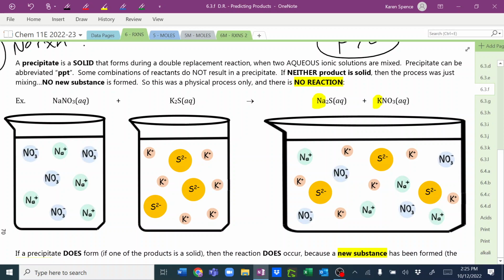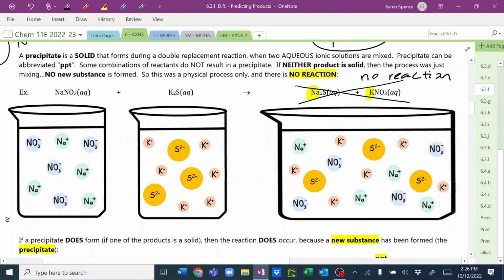So in the end, what you would do is say, no reaction. You would not actually write the products like that because there are no real products, there are no real reactants. There was not a reaction. There's no precipitate, therefore no reaction. Okay?